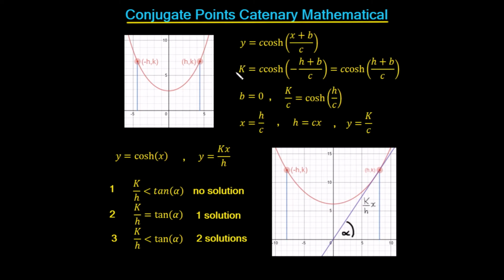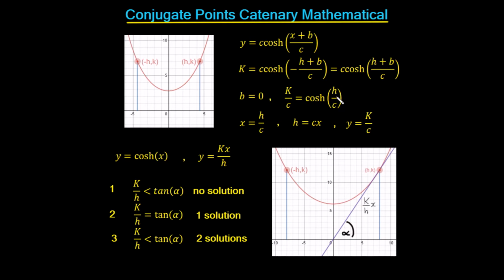Now if we were to make this value of b equal to 0, then it's going to be symmetric about the origin here. Now we could move it about to other positions, but to make it simple we can just work with it round about the origin. So we could say the value of b is equal to 0. So therefore we can take this c down, and we could say k upon c, which in effect is just our y height, is equal to cosh h upon c.